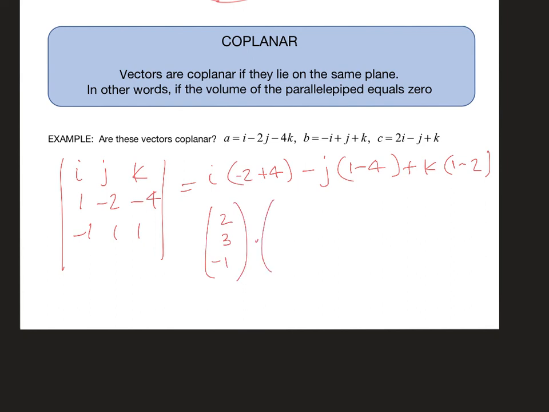And then let's do the dot product with C. It's the one vector I haven't used yet. 2, -1, 1. So doing that dot product, I get 4 minus 3 minus 1, which does equal 0. So yes, these are coplanar.